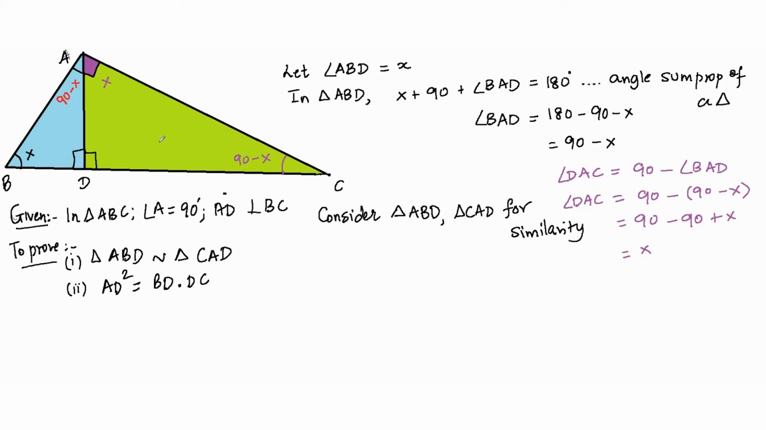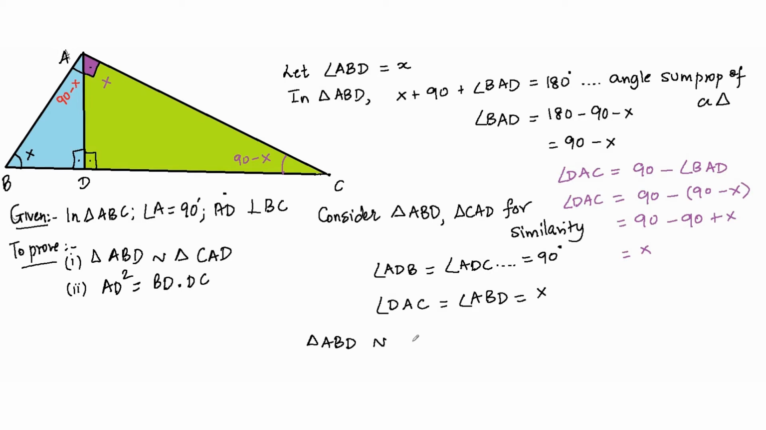And ABD is the blue triangle and CAD is the green triangle. So we get angle ADB is equal to angle ADC. This is because both are equal to 90 degrees, right? Both these angles are equal to 90 degrees. And we also have angle DAC. Angle DAC is basically X and angle ABD is also X. This is also X.